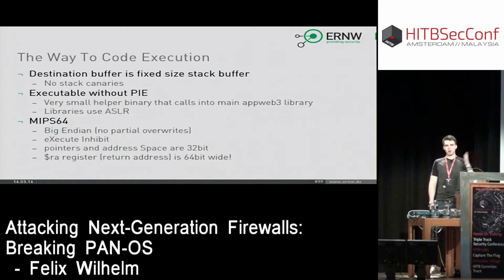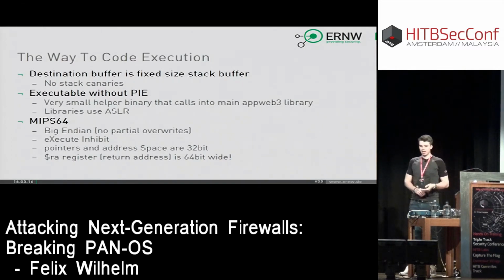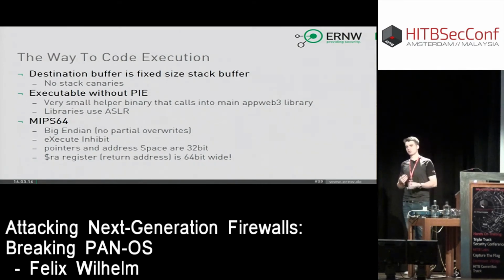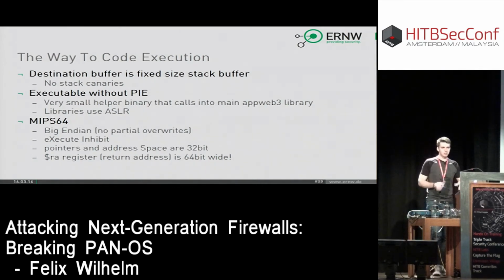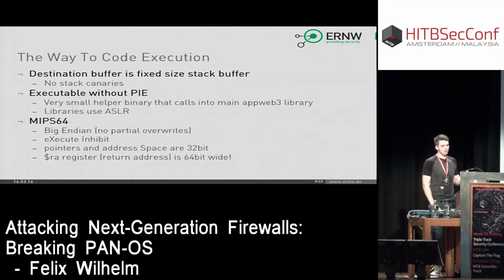Now, the 64-bit part of this architecture is also kind of strange. If you look at the process itself, all the pointers and the address space are still 32 bits. But if you look at the registers, the registers are double the size. So now you have a return address register that's 64 bits wide. This combination is kind of strange. I'm honestly not too sure why that's the case. But as it turns out, this makes code execution a lot harder.